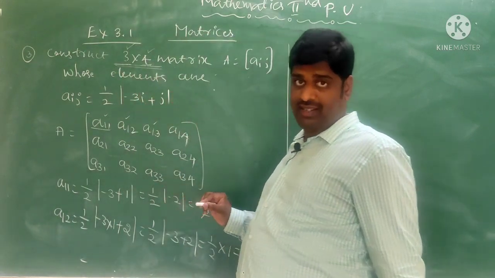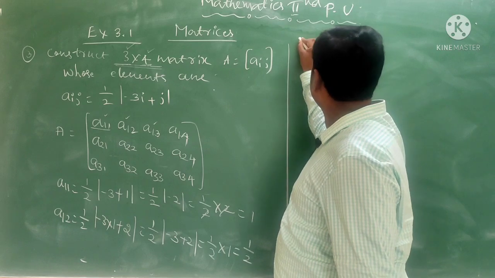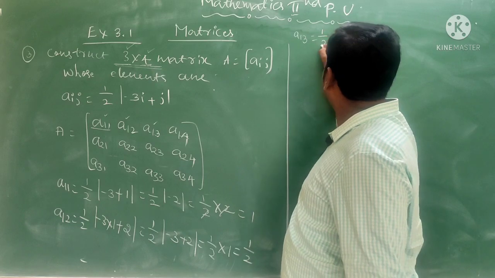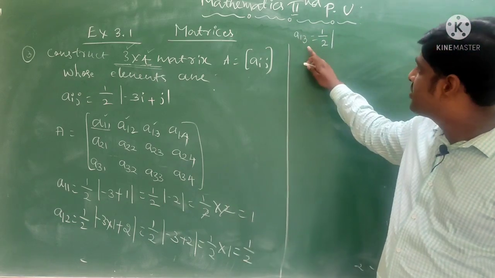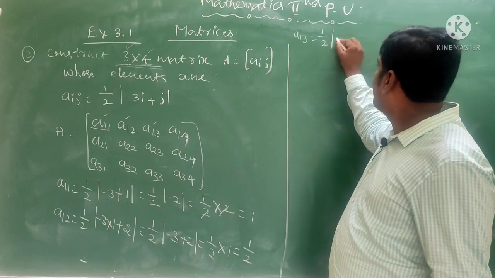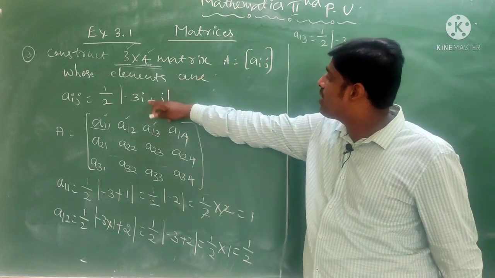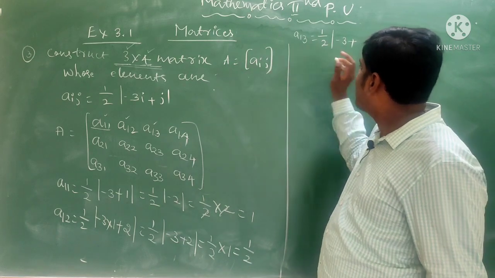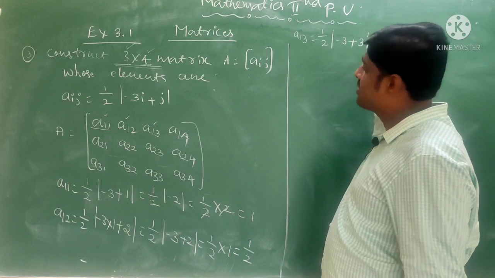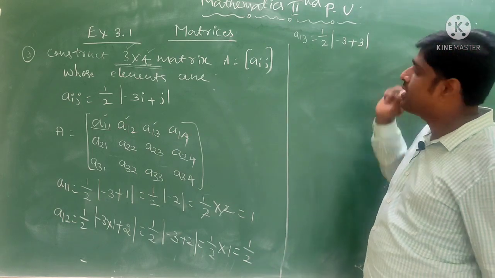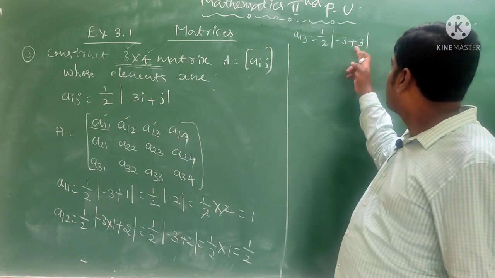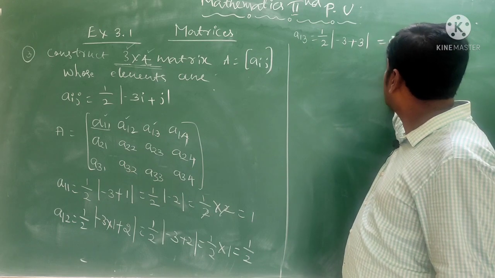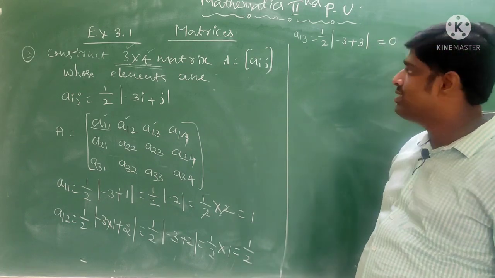Now A13. A13 is equal to 1 by 2, i value is 1, j value is 3, minus 3 into 1 is minus 3, plus j value is 3, minus 3 plus 3. Minus 3 plus 3 is how much? 0. Modulus of 0 is 0. 0 by 2 is 0. That is A13 is 0.